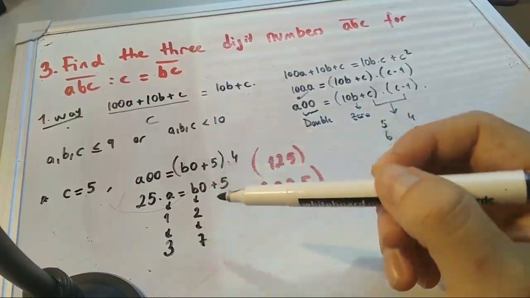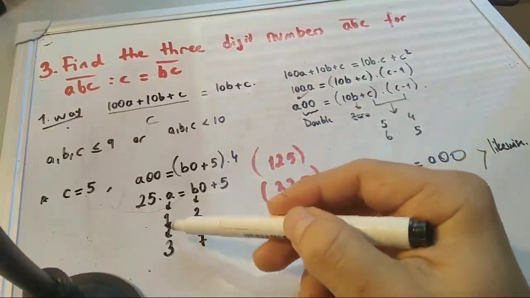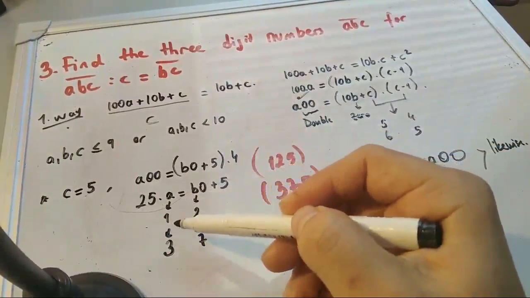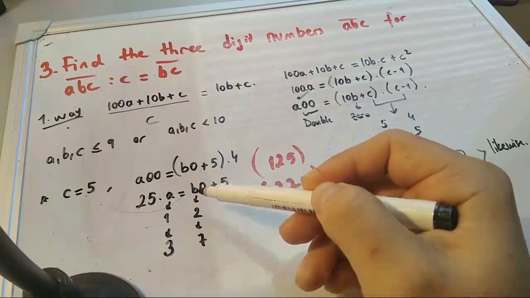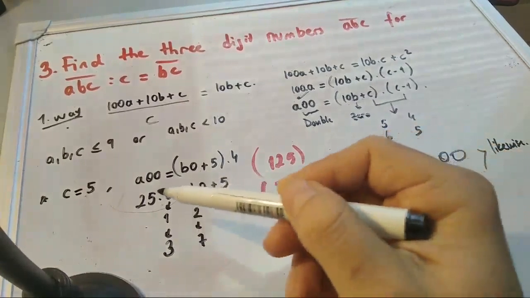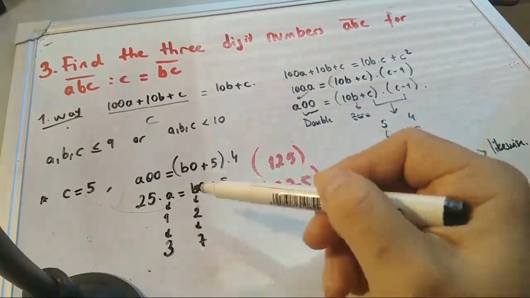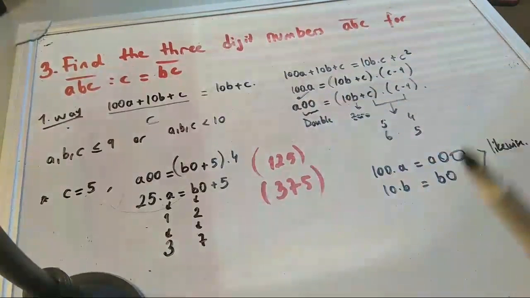So here we will try to find all possibilities. For A is 1, 25 times 1 is 25, B is 2, 20 plus 5 is 25. For A is 3, 25 times 3 is 75. For B is 7, 70 plus 5 is 75.